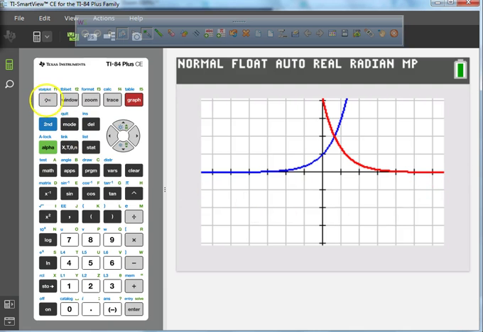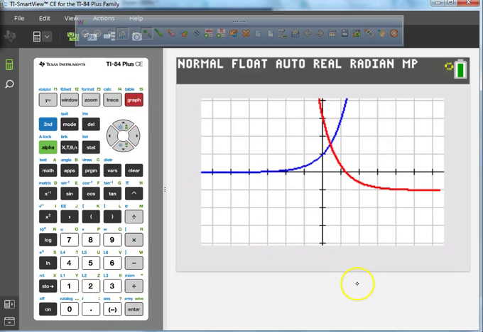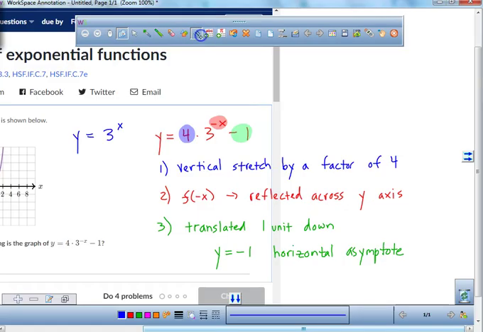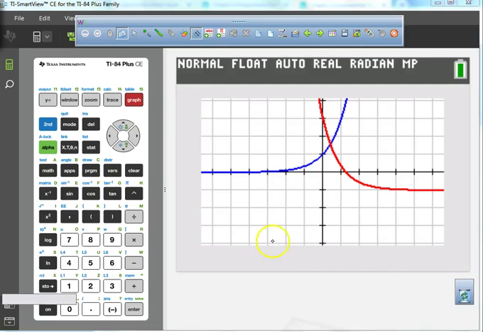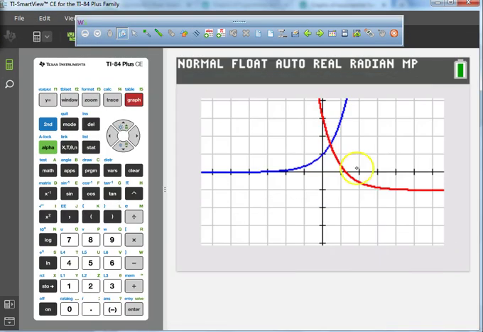And then the last thing we're going to do at the very end is we're going to put a -1. And we're going to see it shifted. Everything's going to be shifted down 1 unit. So now we have a horizontal asymptote right there at -1, where y is equal to -1. Right here. There we go. There's your horizontal asymptote. Now, on your problems, all you got to do is find the graph that matches.